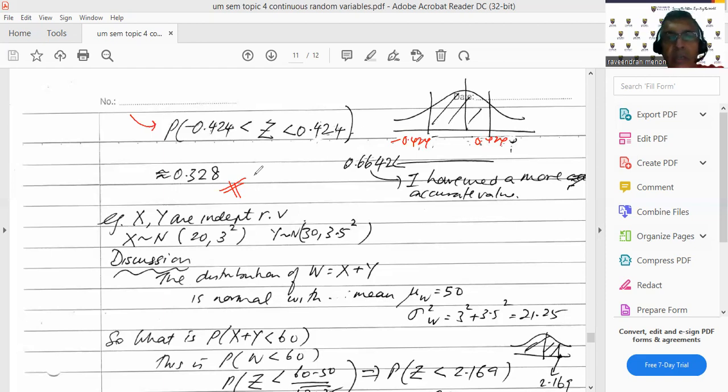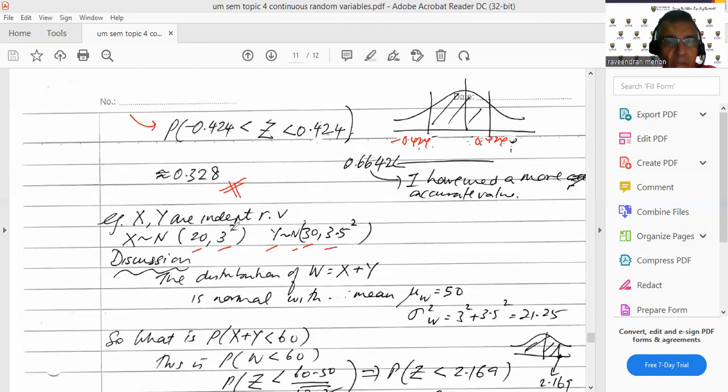Okay, let's say we have X and Y. They are independent random variables. X is normal with mean 20 and variance 9. Y is normal with mean 30 and variance 3.5 squared. We want to have a quick discussion on some of the possible questions that can arise in a statistics exam. So we're not worried about the exact question, but the ideas behind it.